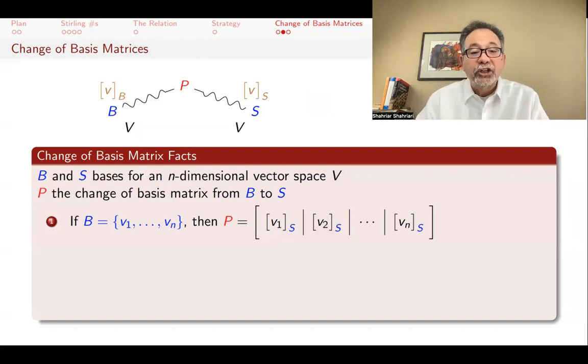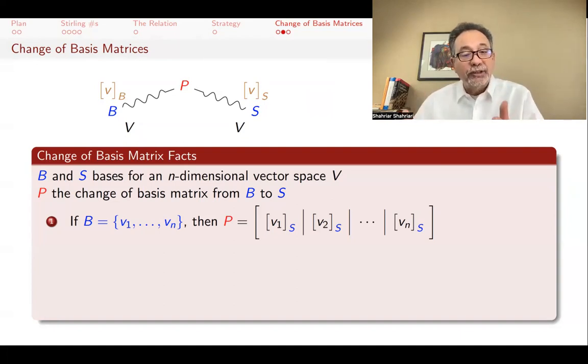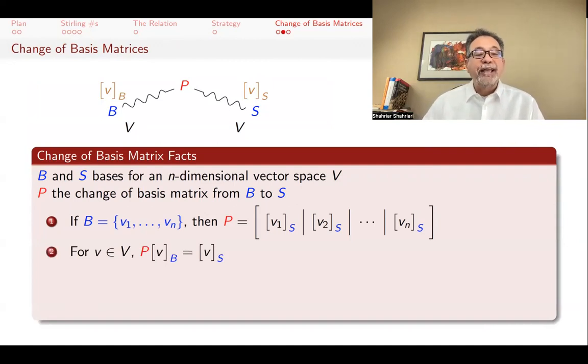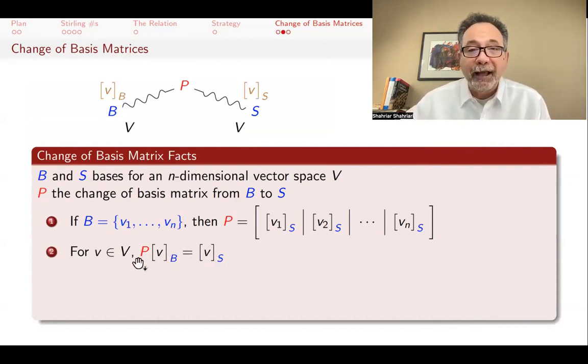There's no free lunch. You can't just come up with a matrix without doing some work. And the work you're going to do, because you want to go from B to S, is go from B to S for these vectors V1 through Vn, which are the basis for B. You do that, and then you get this matrix, and the matrix will do it for all the other vectors. So if you have any other vector V, and you give the coordinates of V with respect to B, and you want the coordinates of V with respect to S, all you have to do is multiply the matrix P, this matrix that we just made, by that.